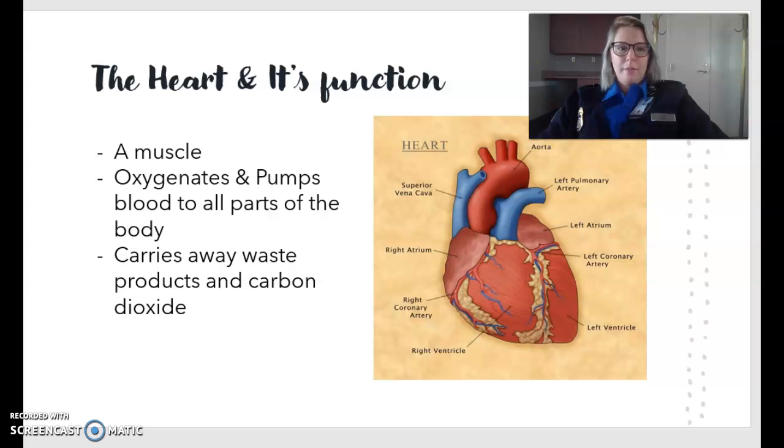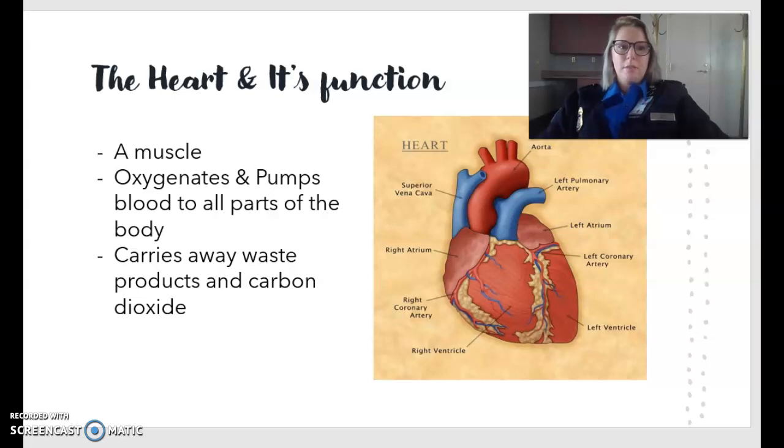The heart and the way it functions. One of the most important organs in our body is actually the heart. It is the engine of our body. It's made of muscle and it keeps the blood pumping through our veins. The heart has 4 different chambers. The top 2 chambers are the right and left atrium. The 2 bottom chambers include the right and the left ventricles.